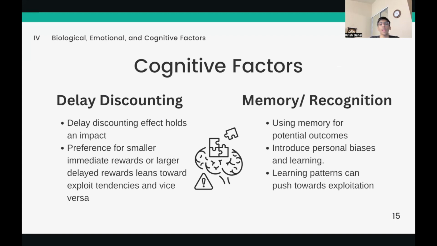Some cognitive factors that play in are the delay discounting effect and memory and recognition. The delay discounting effect, or preferring a smaller immediate reward rather than a large delayed reward, tends to follow up with exploitative tendencies, as people who are exploitative want their rewards quicker and faster. And memory and recognition also plays in because individuals can use memory and personal biases to influence their decisions. And once they learn patterns of a specific outcome, they tend to push more towards exploitation as they feel they understand all the possible outcomes that they can work through.